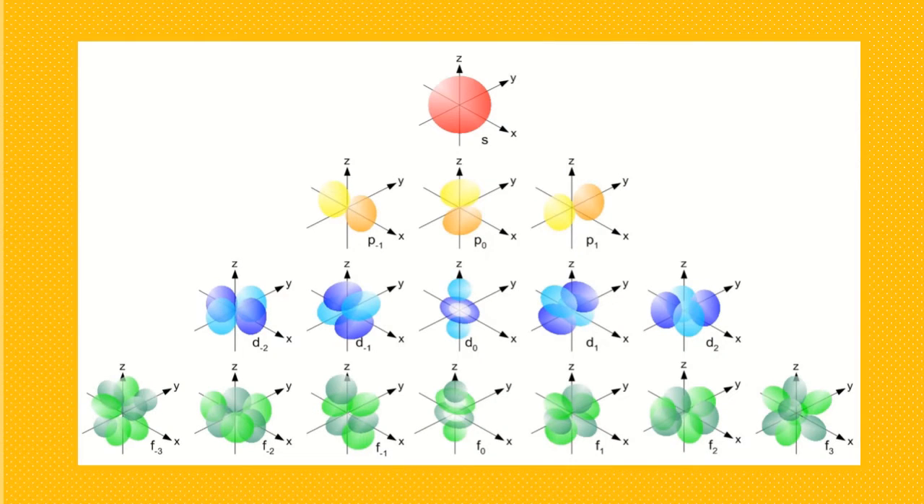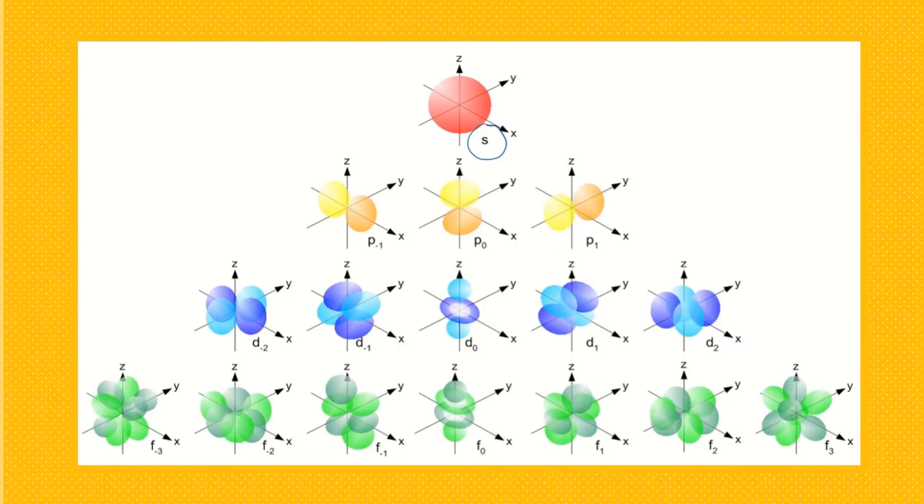In detail, if we're looking at S, the shape of the S orbital is a sphere, which occurs at the lowest energy level, in other words, closest to the nucleus. Whereas the P orbital has a dumbbell shape, and it comes with 3 different directions: px along the x-axis, py along the y-axis, and pz along the z-axis.